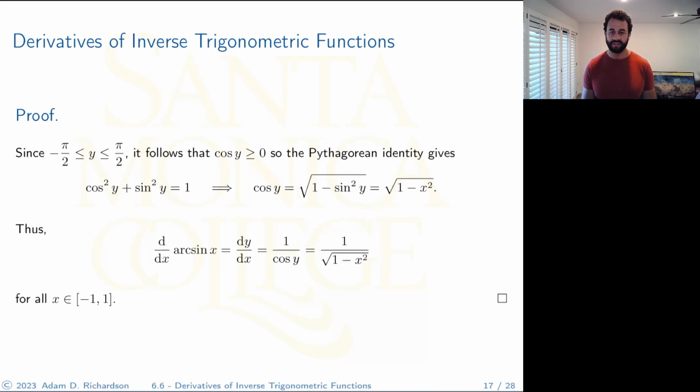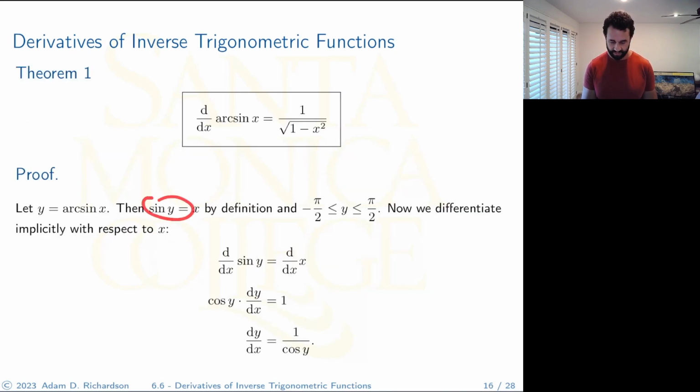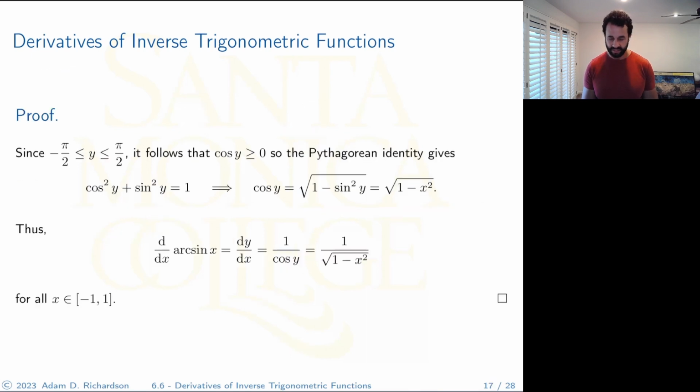Square root of 1 minus sine squared y, but remember, sine of y is equal to x, right? Sine of y is equal to x, right back here. So that's where we get 1 minus x squared. Thus, the derivative of arcsine of x is equal to 1 over the square root of 1 minus x squared for all x between negative 1 and 1 inclusive. All right, there we go. So that's how we do this proof.